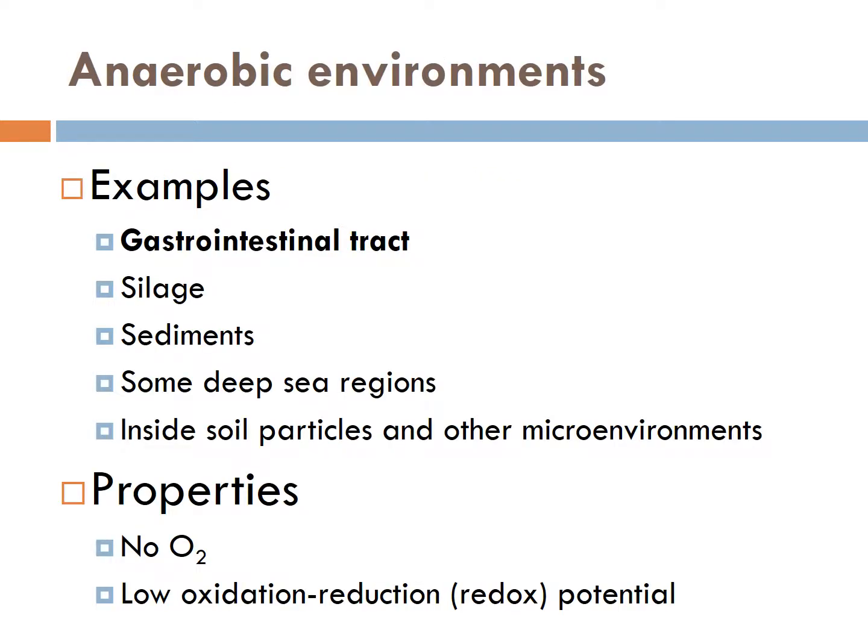There are several kinds of anaerobic environments, like the gastrointestinal tract, silage, sediments, some deep sea regions, and even inside soil particles and other microenvironments. We'll discuss the gastrointestinal tract most in this class, and we'll also briefly talk about silage. These environments are unified by having no oxygen and also having a low oxidation reduction or redox potential.